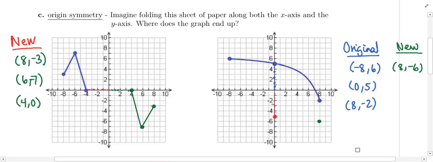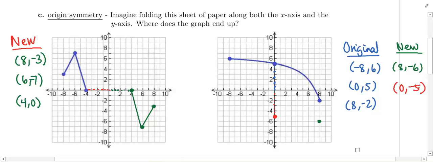And now you need to fold the y-axis. Okay, so imagine folding the sheet of paper along the y-axis. Where's the red point going to go? Well, it's on the y-axis, so it's going to stay put. Okay, so it stays at 0, negative 5.